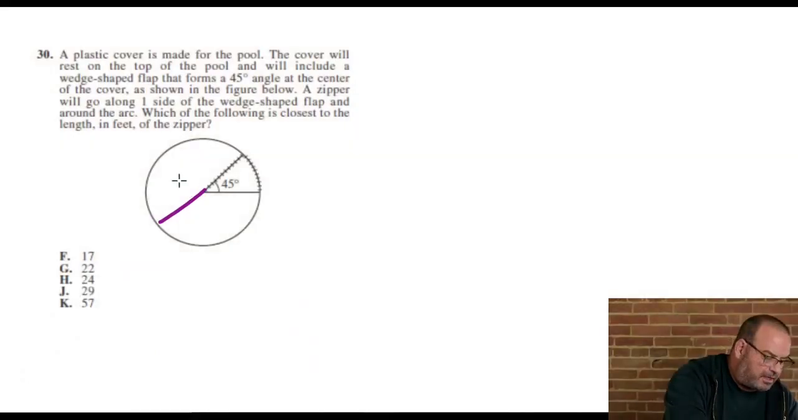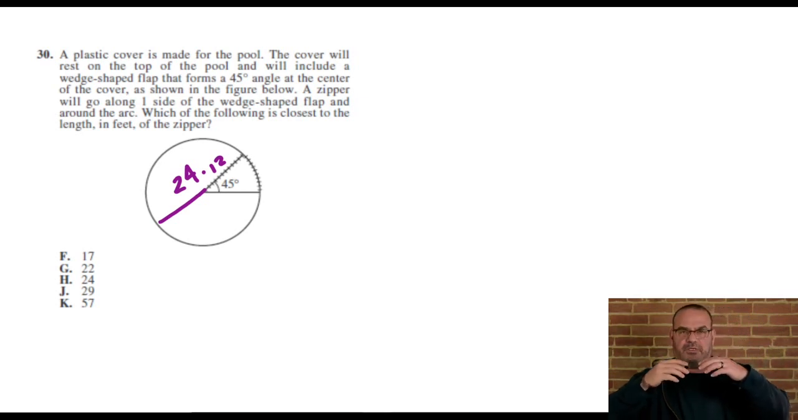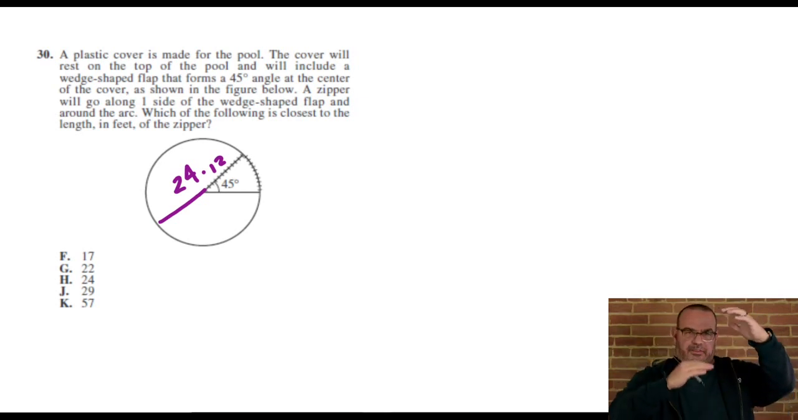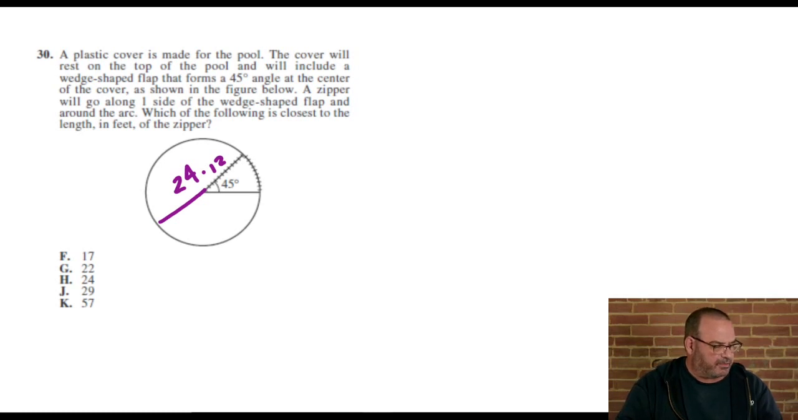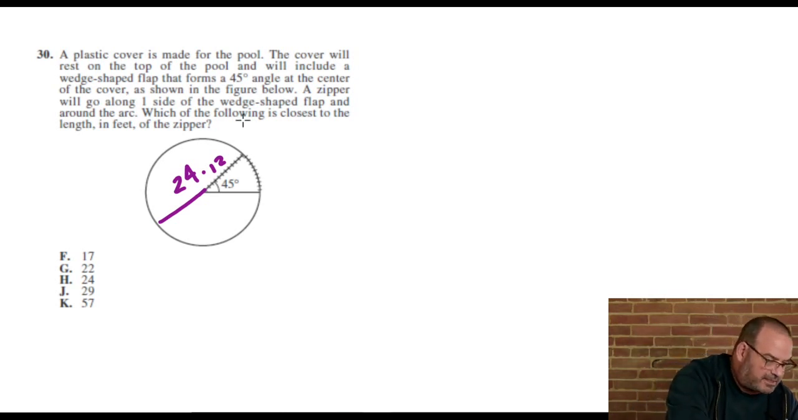Here's one. The diameter of this pool cover is, I believe, 24 feet, so the radius is 12. I didn't copy the part. This is one of those questions that has a diagram and then 3 other questions associated with it. So if I remember correctly, it's 12. It says a plastic cover is made for the pool. The cover will rest on top of the pool and will include a wedge-shaped flap formed by a 45-degree angle at the center shown below. A zipper will go on one side of the wedge-shaped flap. So I've got a zipper here.